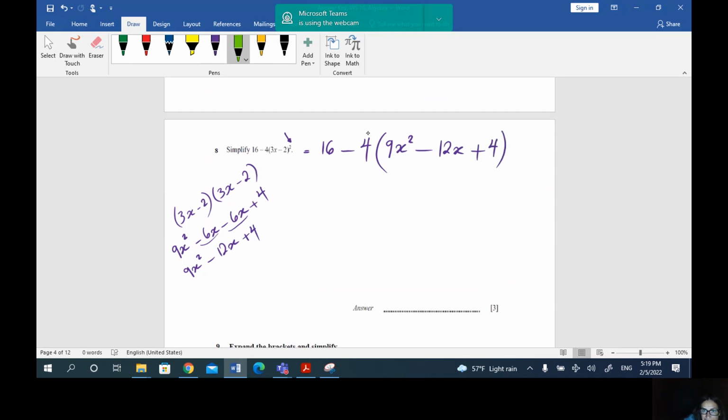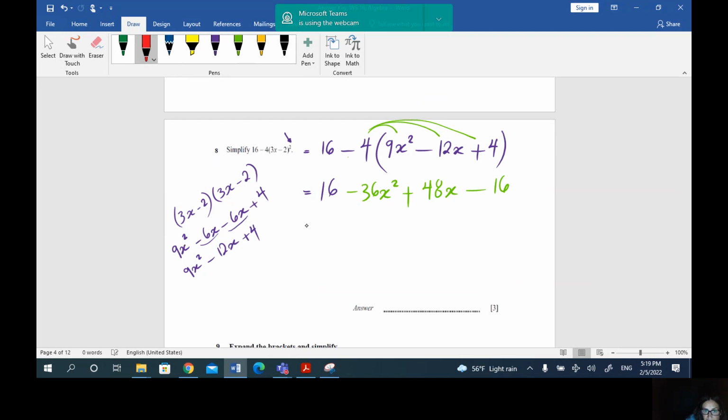Let's expand. The 4 must be inserted into this bracket by multiplying each term in this bracket by negative 4. So here, equal underneath the equal, the 16 is on its own, so it will come down to 16. So negative 4 times 9x squared, it will be minus 36x squared. Negative 4 times negative 12x, it will be plus 48x. Minus 4 times positive 4, it is minus 16.